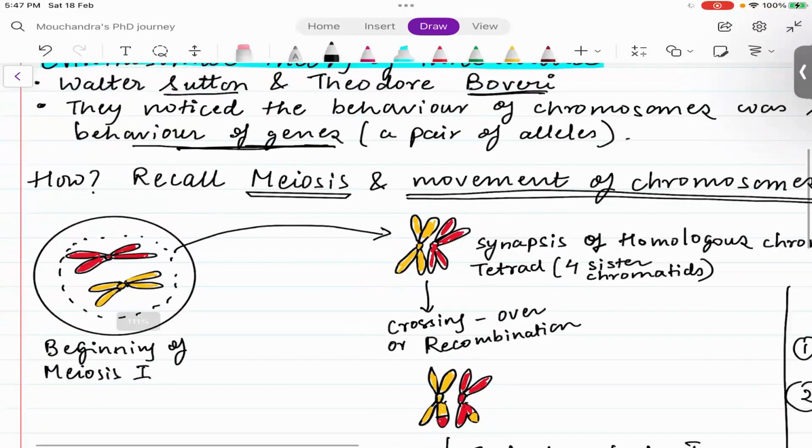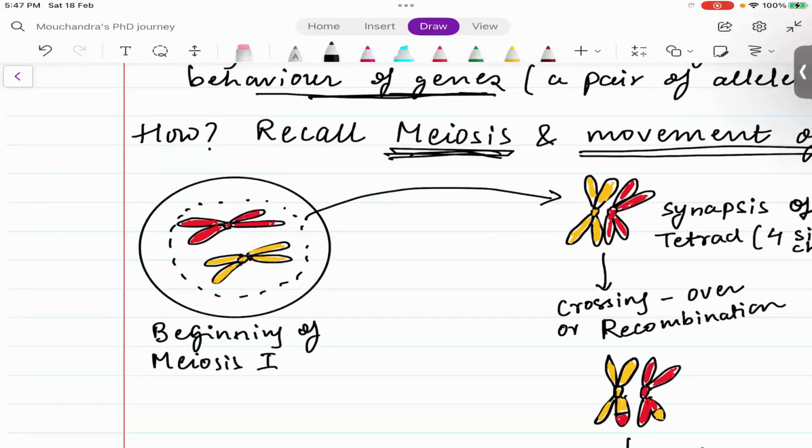So here is one cell. At the beginning of meiosis 1, if you recall, in prophase 1, the DNA content of the cell has doubled. And now we can see the condensed form of DNA, that is the chromosome. These are two chromosomes, and they are homologous to one another. They are not exactly identical, but they are similar, and each homologous chromosome comes from one parent.